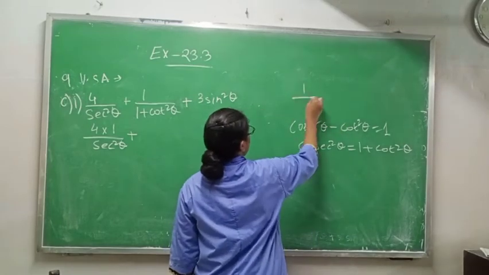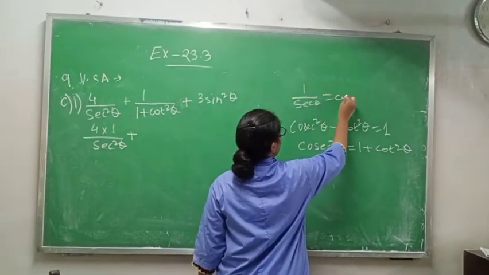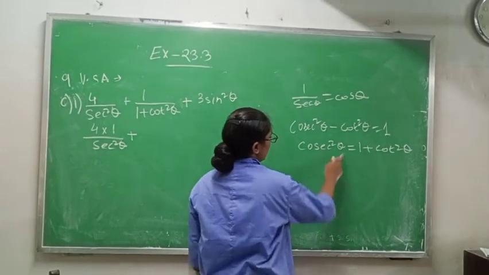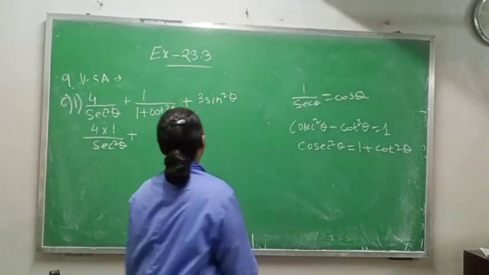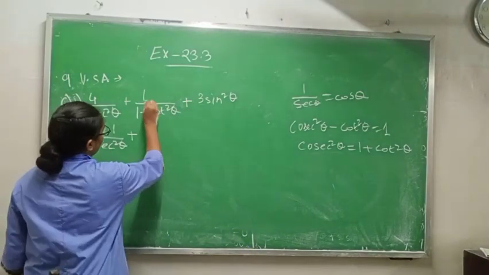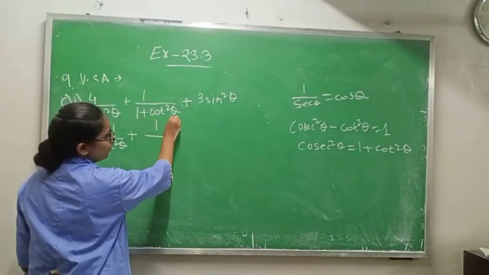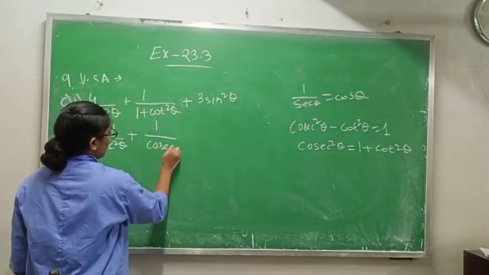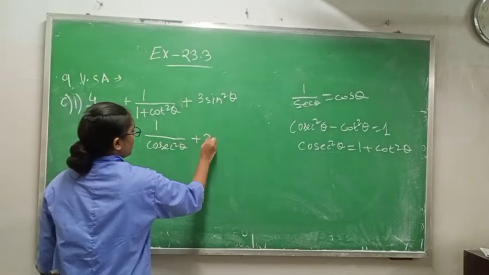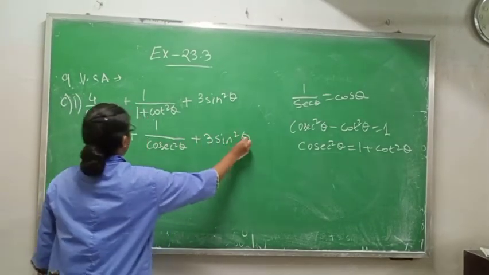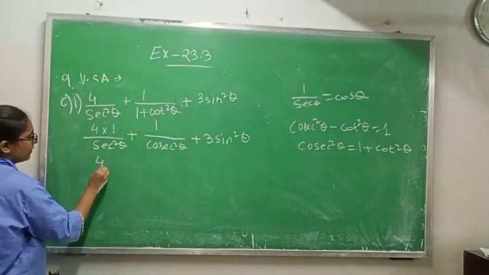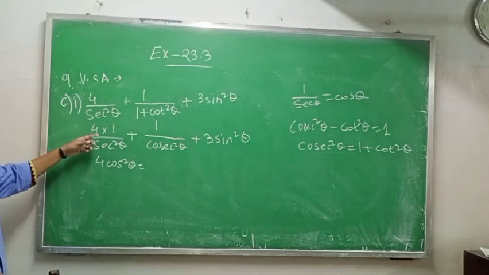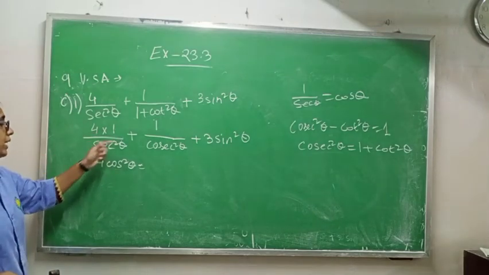Means in place of 1 by sec theta, you can write cos theta, and in place of 1 plus cot square theta, you can write cosec square theta. So 1 I will write as it is, 1 plus cot square theta. In place of 1 plus cot square theta, I can write cosec square theta plus 3 sin square theta. Here it is 1 by sec square, so I can write 4 cos square theta. In place of 1 by sec theta I am writing cos theta, and we have square, that is why I am giving square.